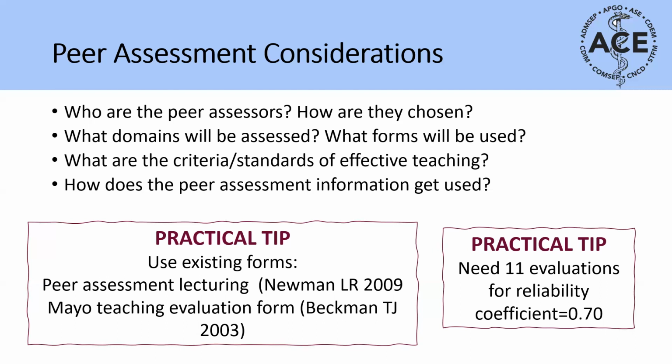There are some existing forms. I have done peer observation of lecturing and frequently use the form by Newman that is on this slide. This form is nice because it actually has some behavioral anchors, which I think really help to see the spectrum of a particular skill. If peer assessment is being used as part of a faculty dossier for reappointment or for promotion, it is important to recognize you need a minimum of 11 evaluations to have a reliability coefficient of 0.7. So oftentimes people think about using this in conjunction with student evaluations of teachers, but recognize that having one or two of these and then using that for a high stakes decision isn't really justified. Next slide.